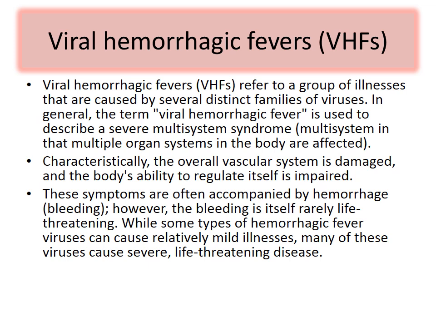And what normally happens is that the vascular system is basically damaged, and then again the body's ability to regulate itself is impaired. Symptoms are often accompanied by bleeding, so there's a lot of hemorrhage there, and that bleeding is itself rarely life-threatening. But some types of hemorrhagic fever viruses can cause mild illnesses, whereas many of these viruses can possibly cause a severe and life-threatening disease. It depends upon the virulence of that particular group of viruses.